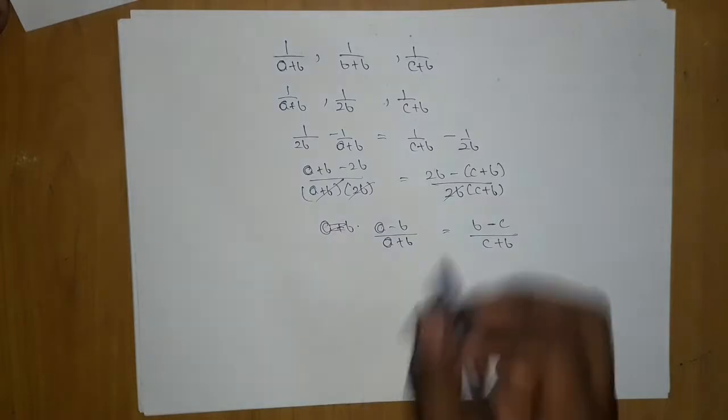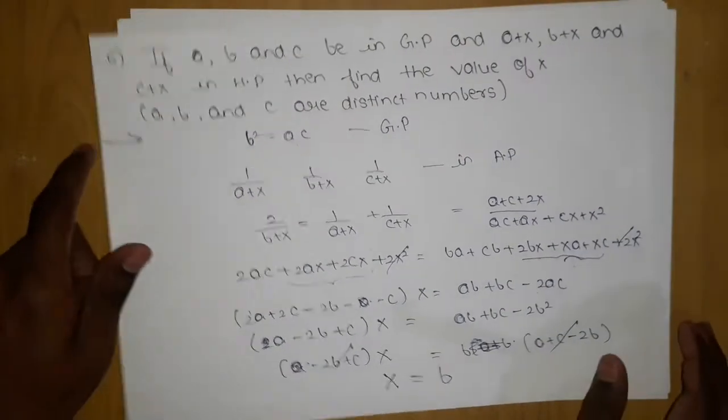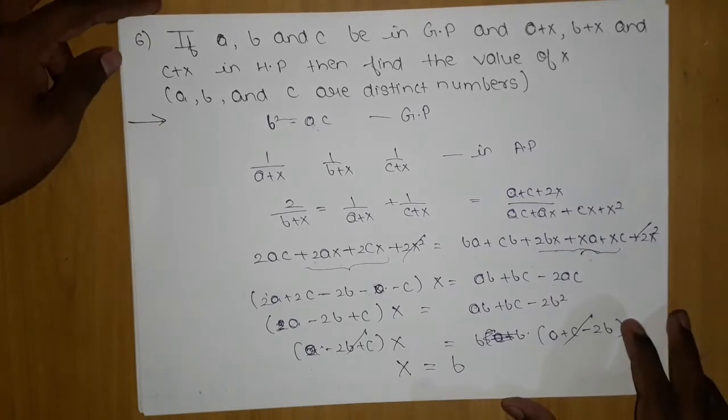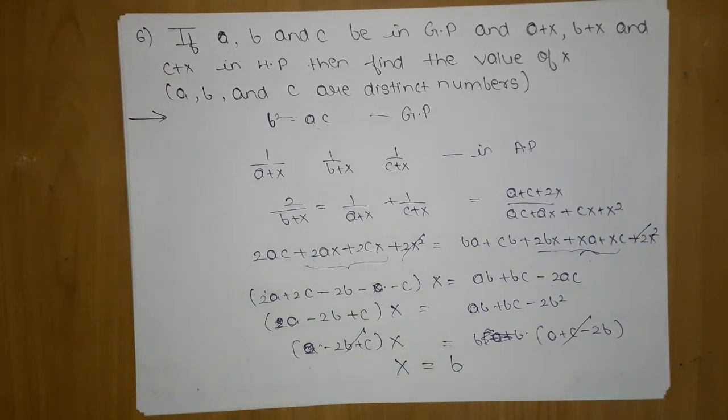Now here you can clearly see that they are not equal, so these terms are not in HP only. Because x equals b gives us that they are not in HP. So we got the x value, which indirectly gives us that they are not in HP. Okay, so let's move on to the next question.